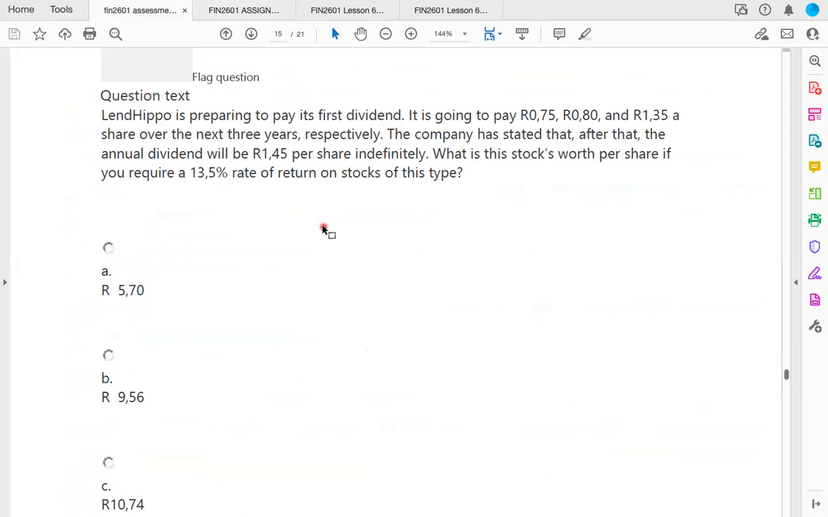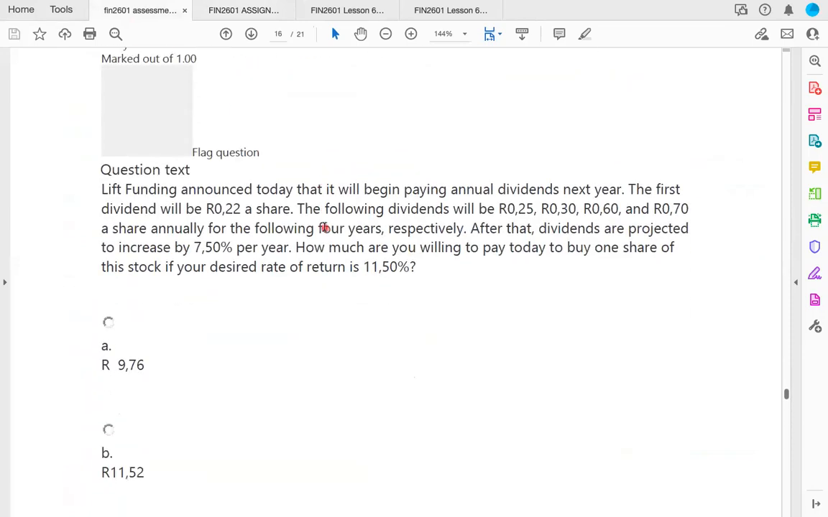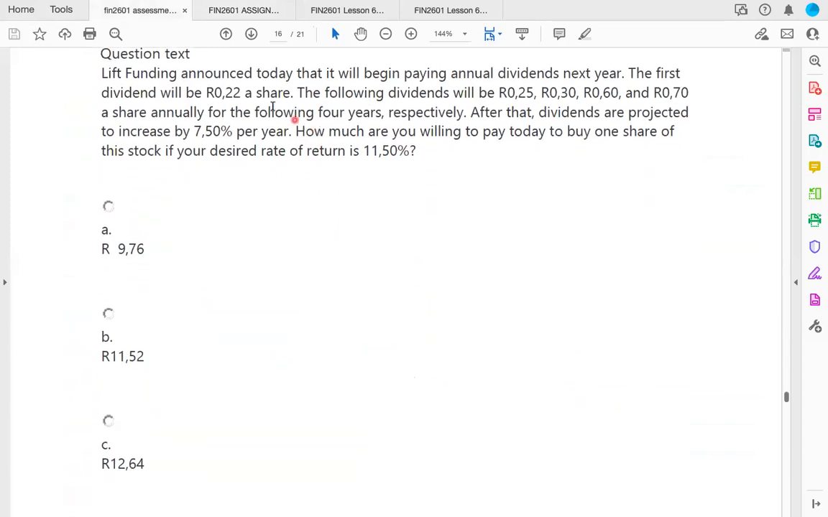Then the next type of question is question number 16. Question number 16 says, Lift Funding announced today that it will begin paying annual dividends next year. The first dividend will be 0.22 a share. The following dividends will be 0.25, 0.3, 0.6, and 0.7 for the following years. After that, dividends are projected to increase at 7.5% per year.